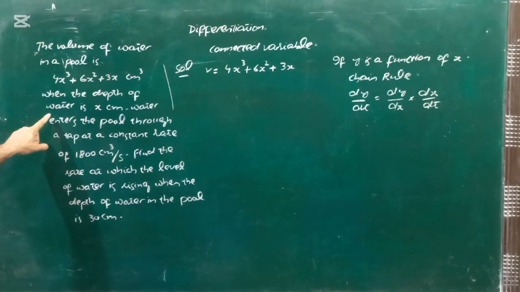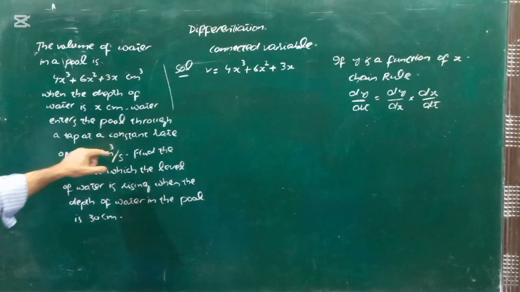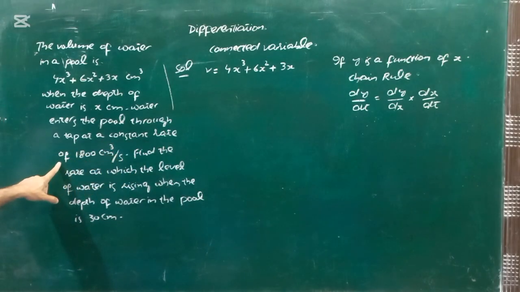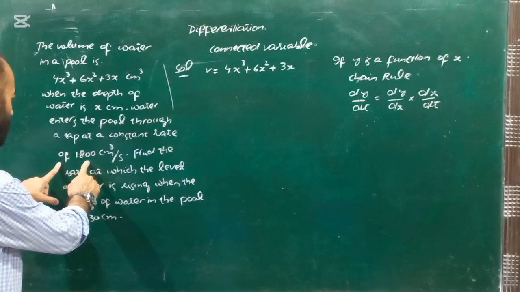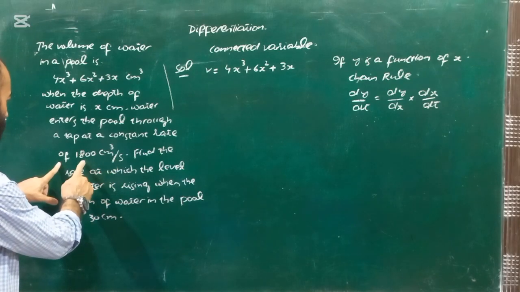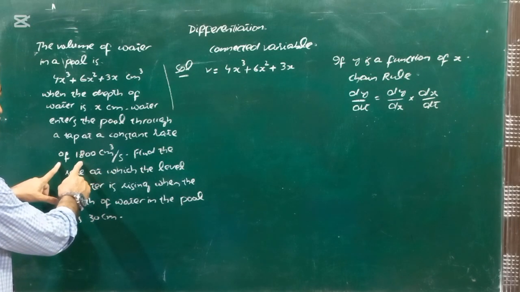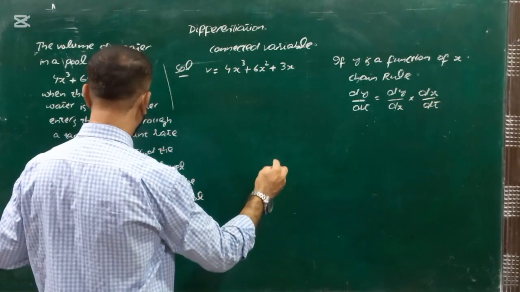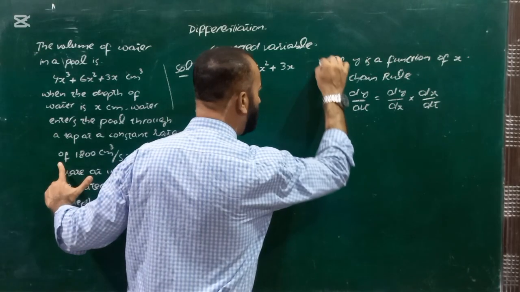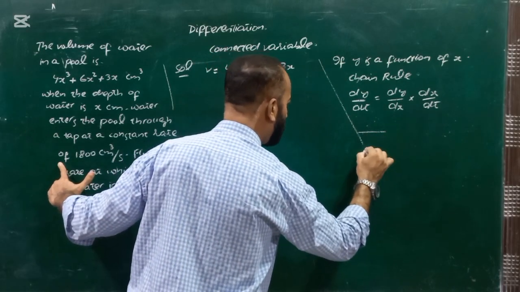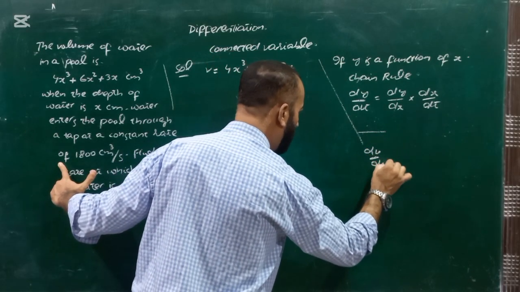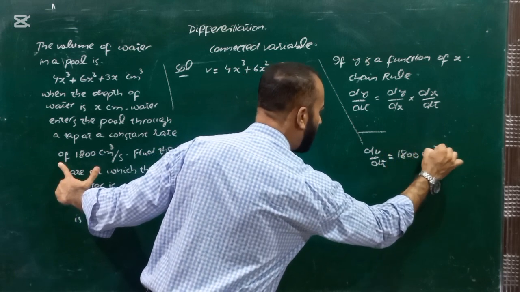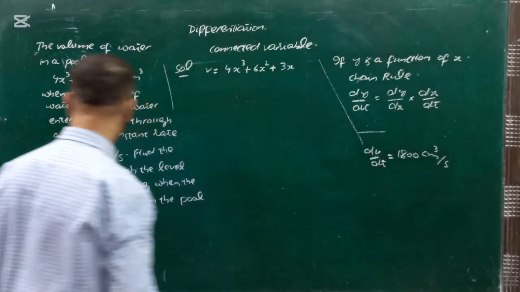When the depth of the water is x centimeter, water enters the pool through a tap at a constant rate of 1800 centimeter cube per second. So from here, this is dV over dt because rate in centimeter cube per second is given. So dV over dt is 1800 centimeter cube per second, given in the question.